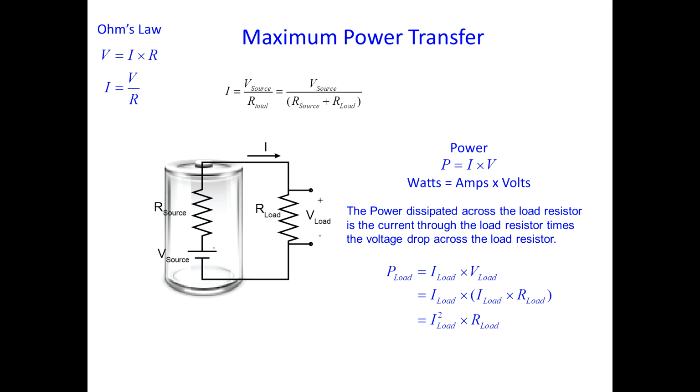Okay, and now we're going to multiply it by the voltage across that. Well, from Ohm's law, we know voltage is just current times resistance. Oh, we have two current terms here, so this power is just the current squared times the resistance value.